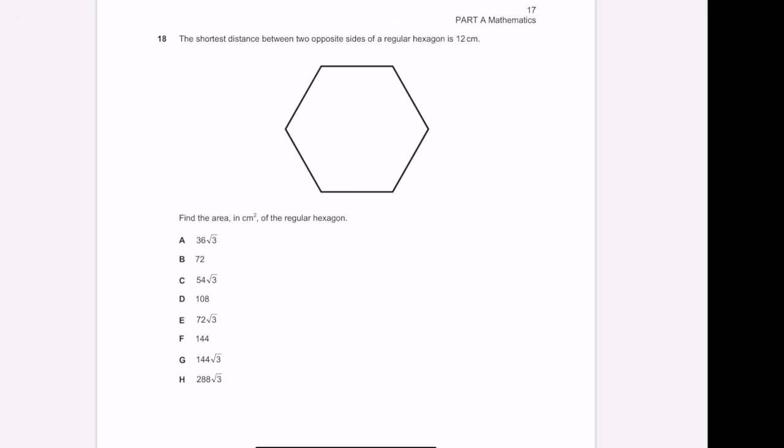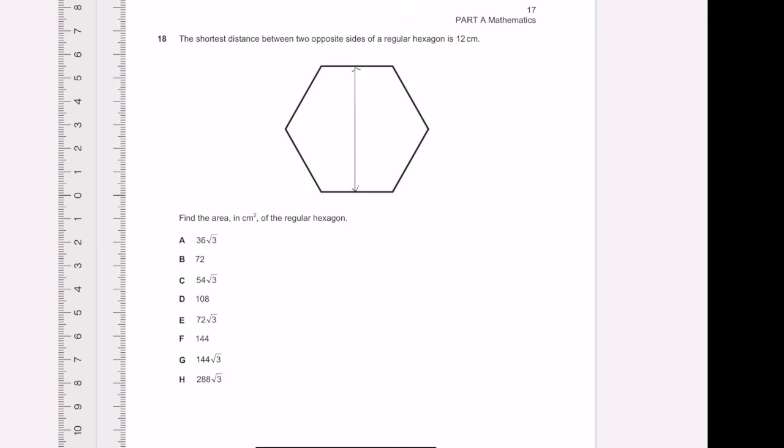Question 18. The shortest distance between two opposite sides of a regular hexagon is 12 centimeters. Find the area in centimeters squared of the regular hexagon. Okay, so the key here is to work out what we are actually given. So what do we mean by the shortest distance between two opposite sides? Well, that's actually going to be this distance over here.